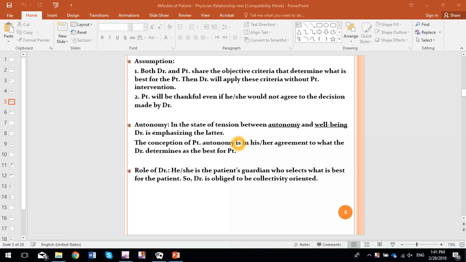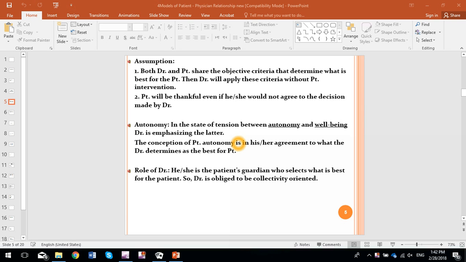What is the assumption here in this model? The assumption is that both the doctor and the patient share objective criteria that determine what is best for the patient. Both of them share an objective criterion, both looking for what is best for the patient, physician and patient. Then the doctor will apply these criteria without patient intervention.